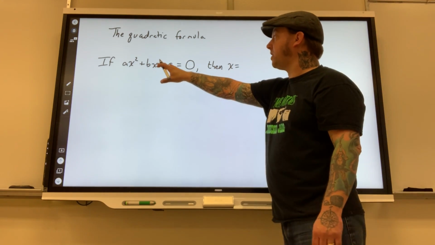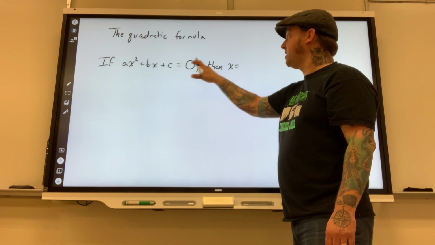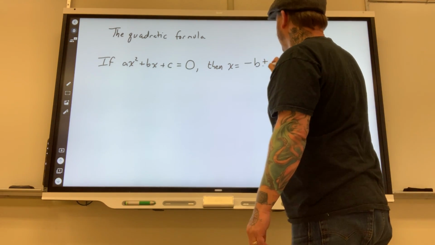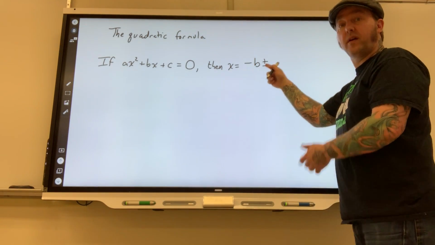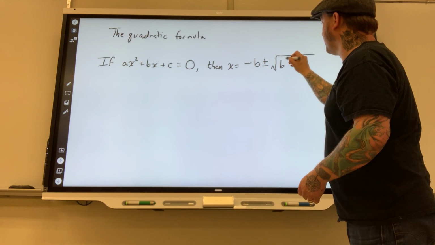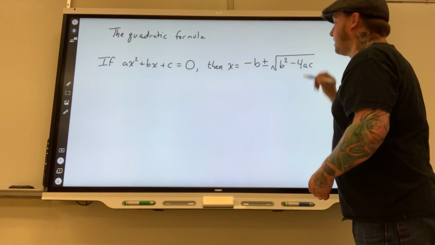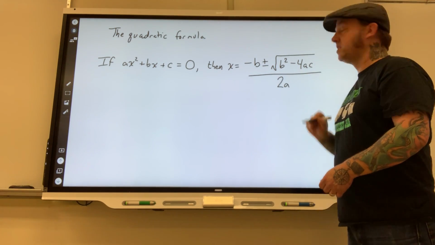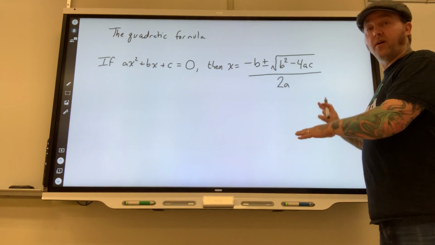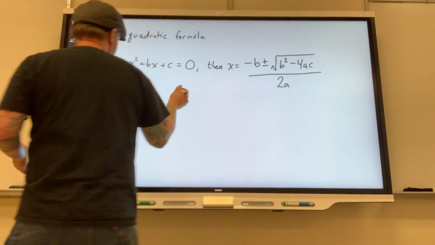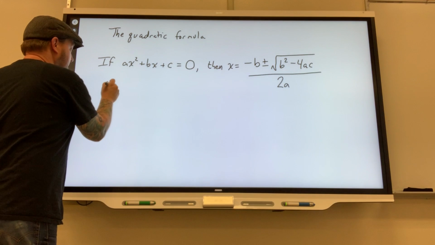So if ax squared plus bx plus c equals 0, then x equals the opposite of b, or negative b, plus or minus the square root of b squared minus 4ac, all divided by 2a. Now, let's look and see, does this actually work? So let's do a pretty easy one.